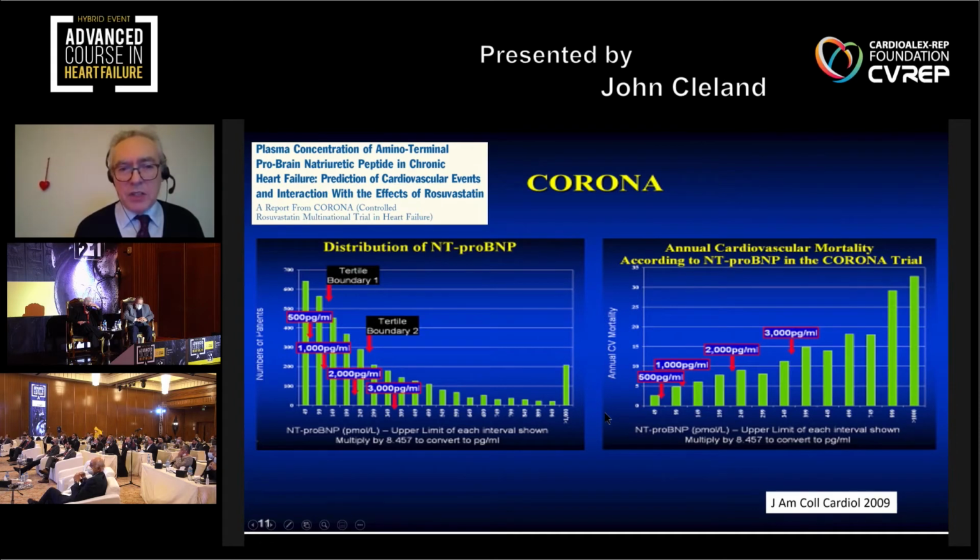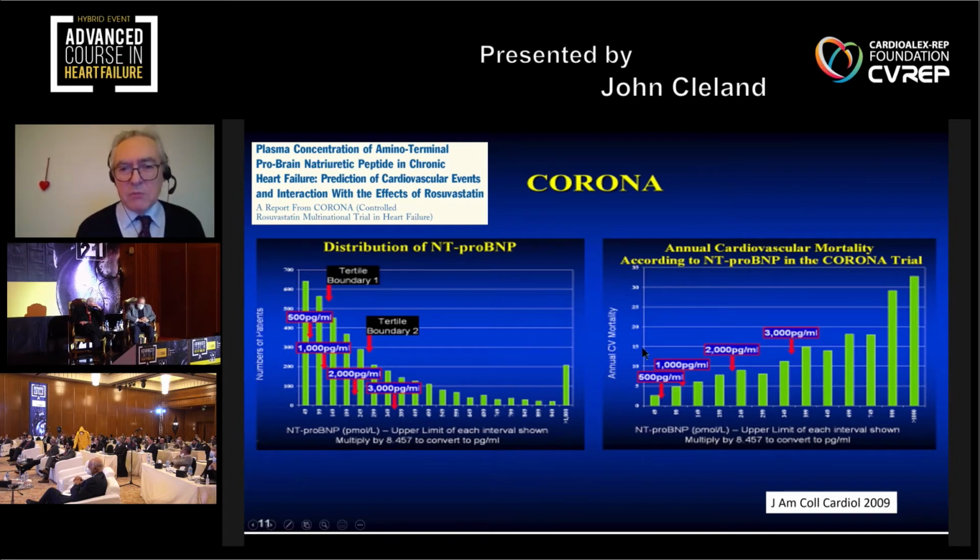The average age of these patients was about 73. The annual cardiovascular mortality rate is about 2%. That's the general population's annual cardiovascular mortality at the age of 73. So here are patients with a left ventricular ejection fraction less than 40% with heart failure who have a prognosis the same as the general population, age and sex matched.